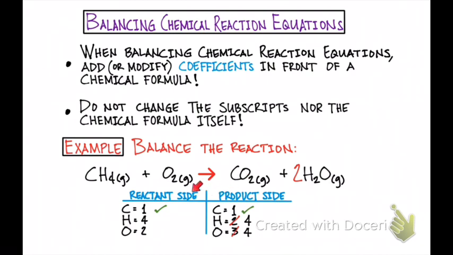Here you can see that the number of hydrogens are now balanced on both sides. However, the number of oxygen atoms on both sides are not balanced. So by simply adding a coefficient of 2 in front of the oxygen gas on the reactant side, we'll make the number of oxygen atoms equal. Now the reaction equation is balanced.